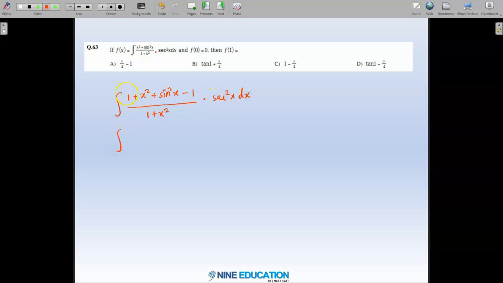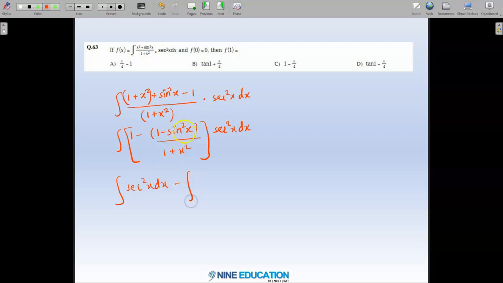Now I will write separately by taking 1 plus x square term together and dividing it by the denominator, we will be getting 1. And after that, if you observe, we have sine square x minus 1, but I am taking minus common so that it becomes 1 minus sine square x divided by 1 plus x square. Okay, and outside we are having secant square x dx. So this becomes secant square x dx minus integration of 1 minus sine square x is basically cos square x. So cos square x into secant square x will be getting 1 divided by 1 plus x square dx.